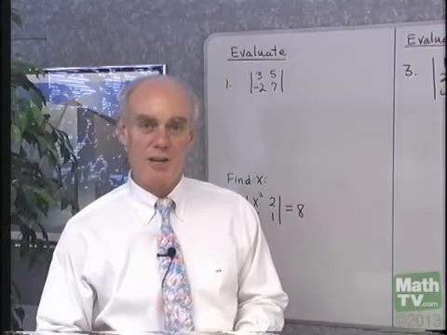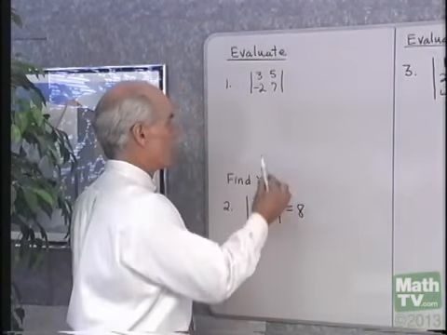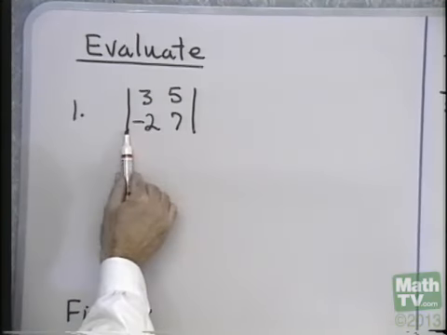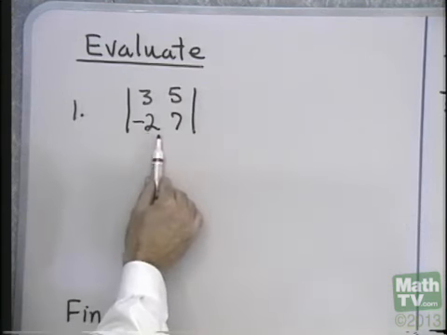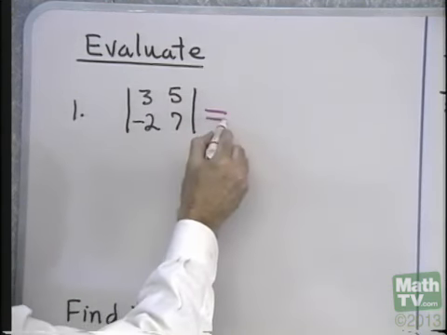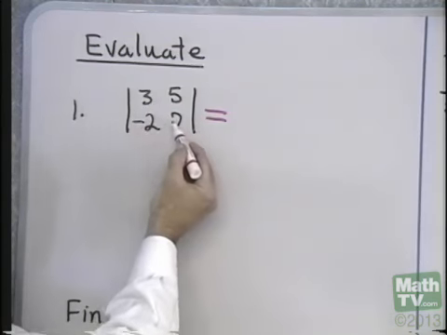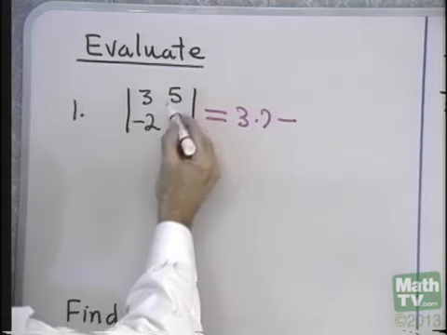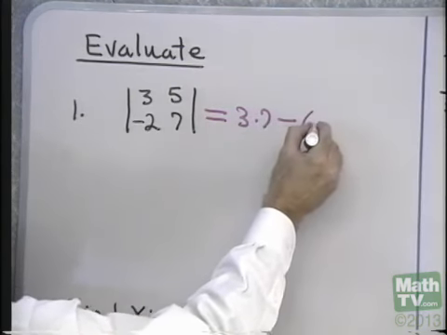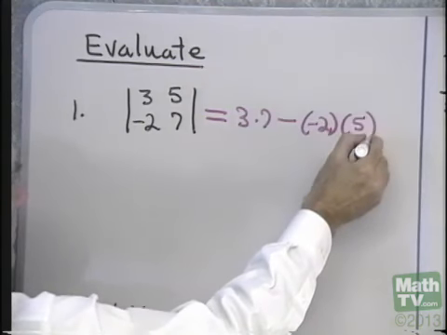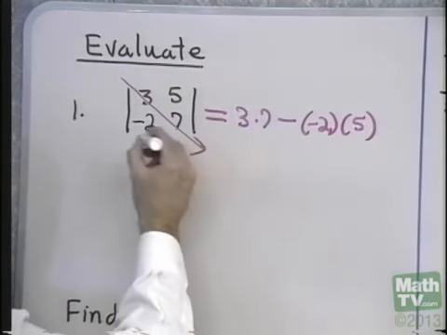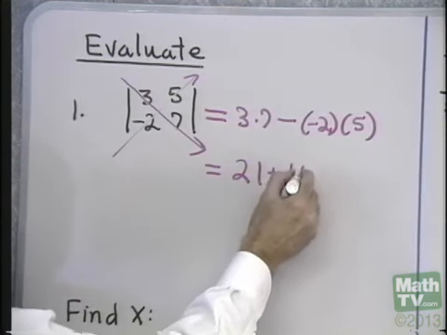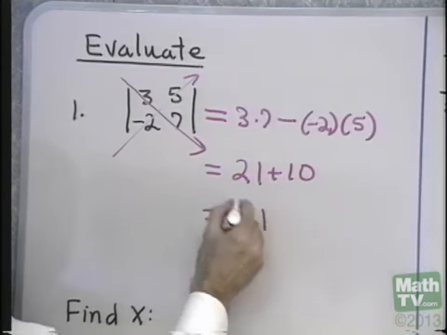A determinant is a square array of numbers, and here's one right here. These symbols that look like large absolute value symbols stand for the determinant of this array of numbers. Now the definition for this determinant is what you get when you cross multiply here: 3 times 7, and subtract from that what you get when you multiply up here, negative 2 times 5. So this determinant is defined to be that product minus that product. So I end up with 21 plus 10, which is equal to 31.